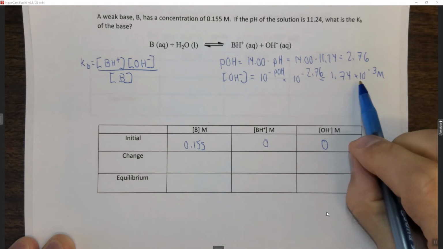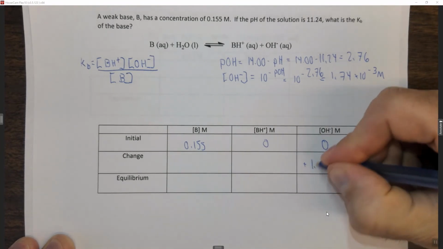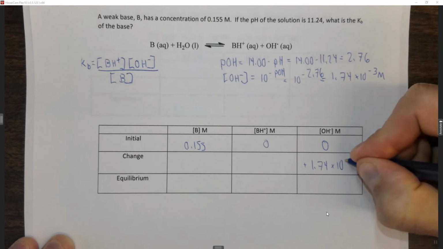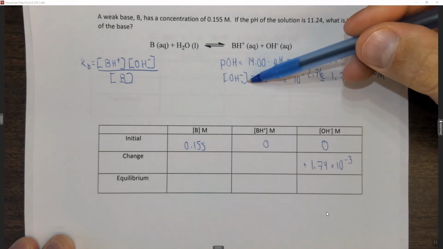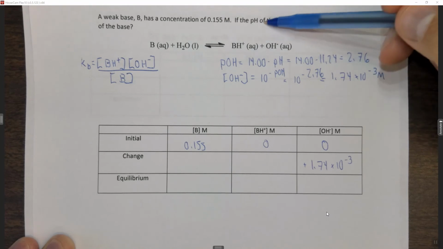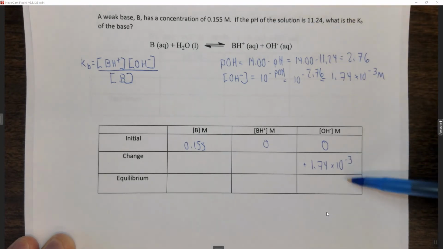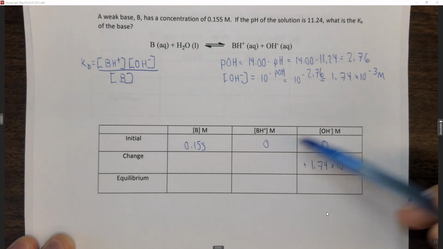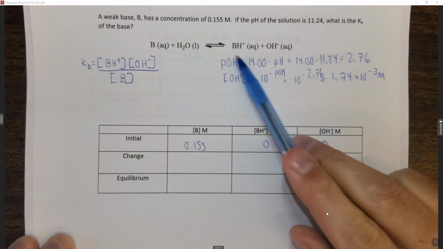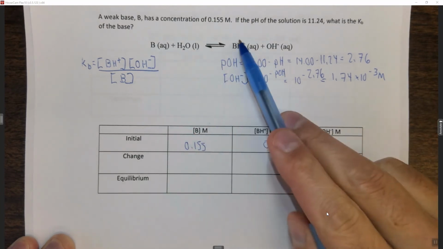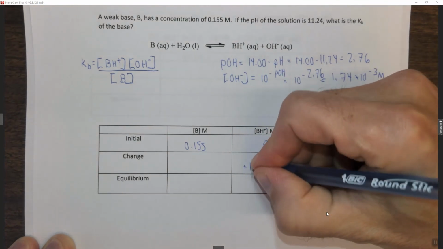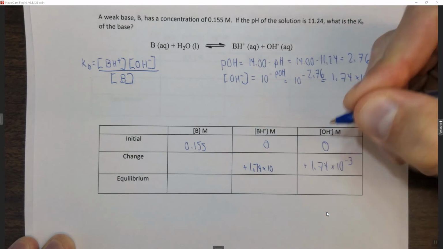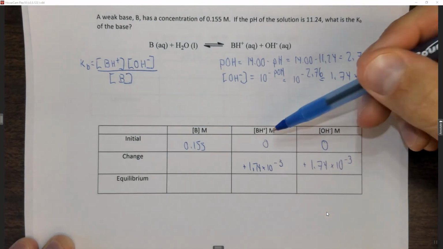But we know that at equilibrium, we gained 1.74 times 10 to the minus 3 molar concentration of OH-. How do we know that? Because we know the pH of the solution, so we know this must have been the concentration of OH-. Well, if we gained this much OH-, we must have gained this much BH+. Why? Because for every B that reacts with water, we get one BH+ and one OH-. So we must have also gained 1.74 times 10 to the minus 3 molar of this.